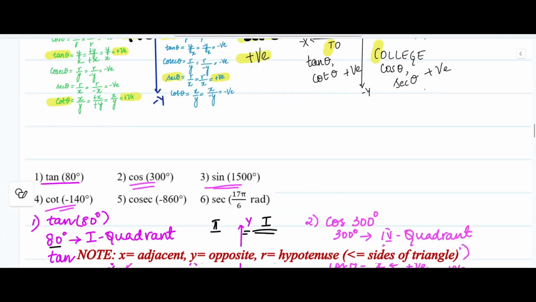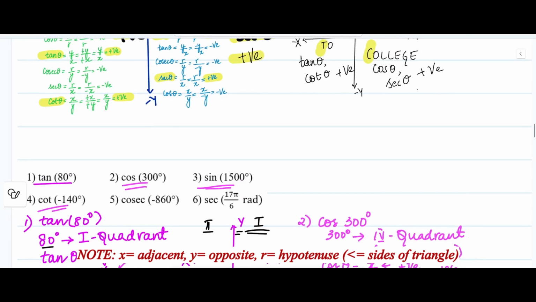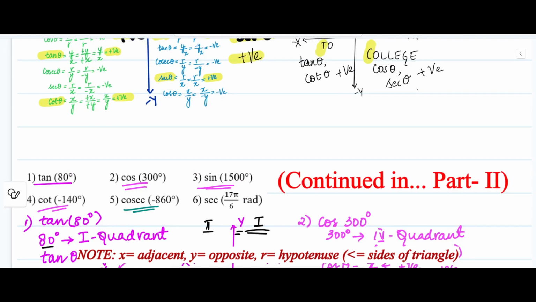And the next question is cosecant minus 860 degrees.